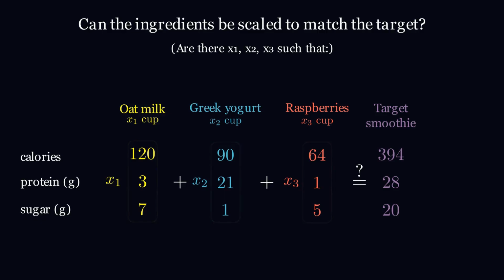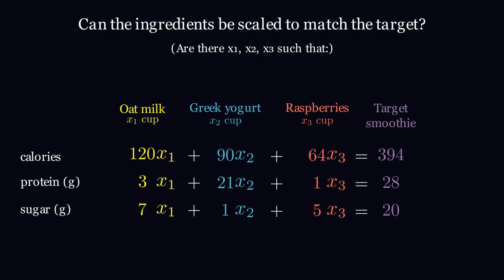When we choose x1 cups of oat milk, it means we multiply every nutrition value in that oat milk column by x1, and the same idea holds for yogurt and raspberries. Now, when we add the ingredients together, we are really adding nutrition row by row. What do I mean here? I mean the calories from all ingredients must add up to the target calories, the protein must add up to the target protein, and the sugar must add up to the target sugar.